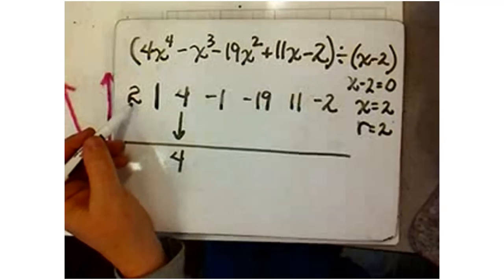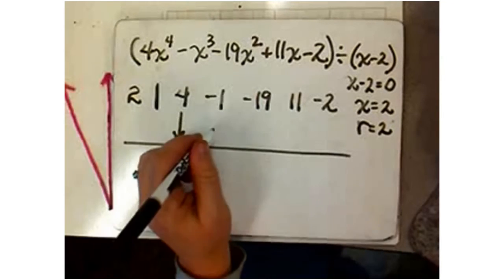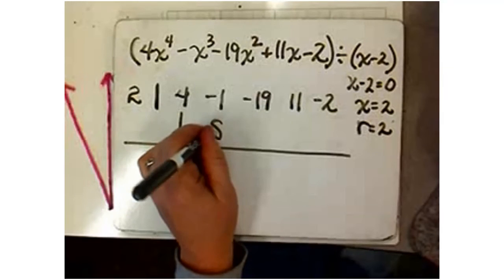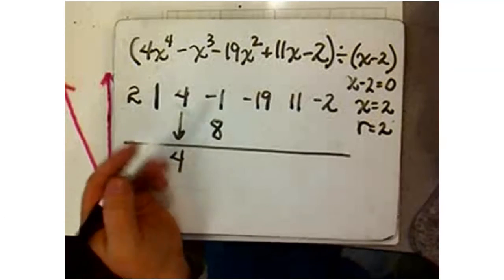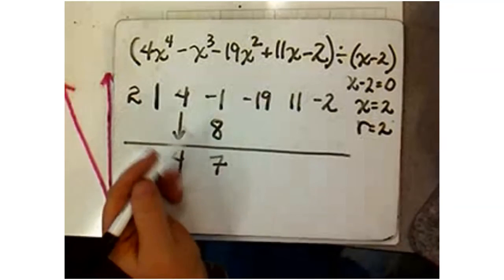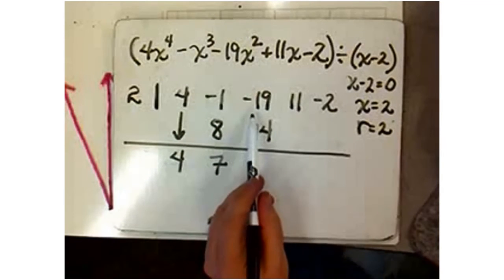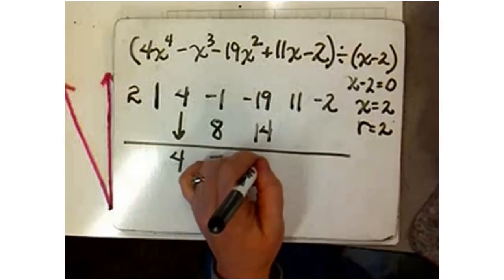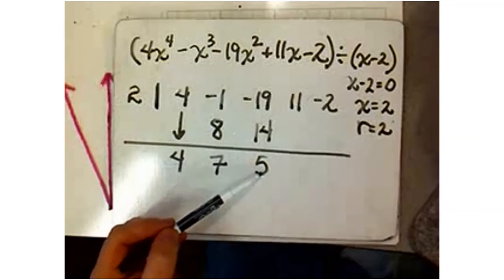You're going to multiply the r value times the 4. 2 times 4 is 8. You're going to put the 8 under the negative 1 in your next column. You're going to combine negative 1 and 8 to get 7. You're going to do 2 times 7 is 14. Put the 14 under the negative 19. Combine negative 19 and 14 for 5. Put the 5 underneath the 14.